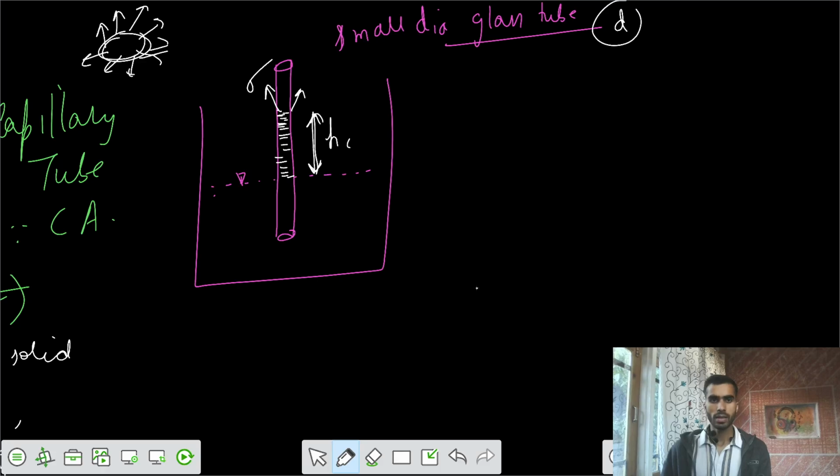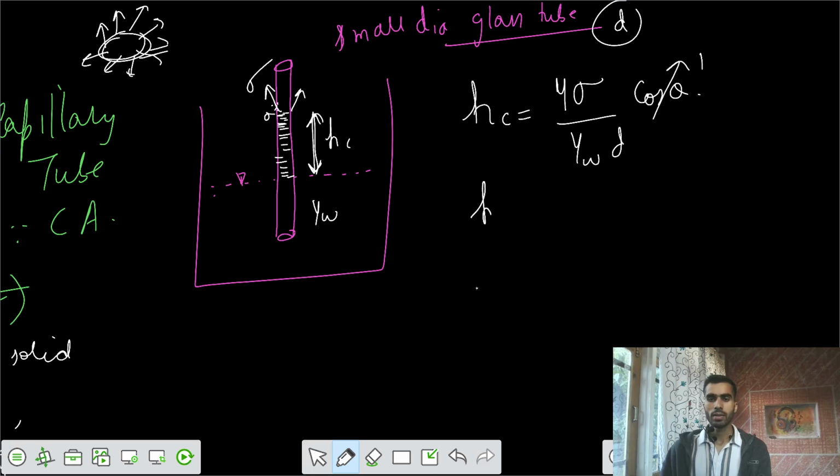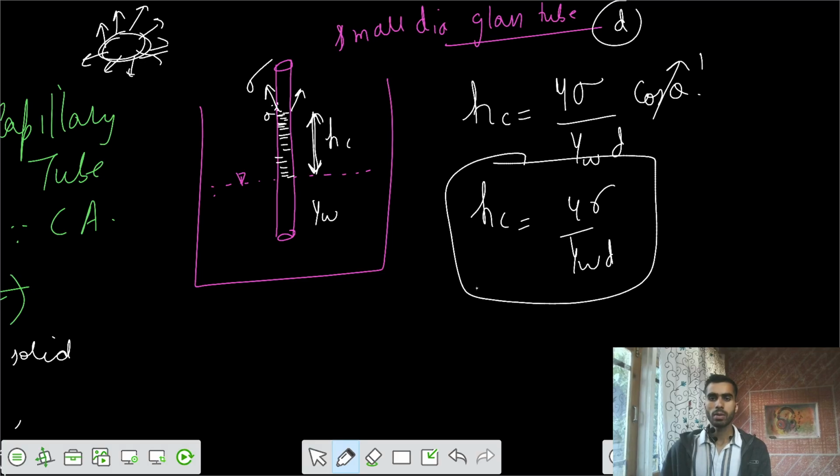That capillary rise is given by the equation, if you have water of unit weight gamma w, as 4 sigma cos theta by gamma w d. And we say that theta is almost zero, so cos theta equals 1. Then we write the general equation as 4 sigma by gamma w into d. That's your capillary rise in that tube.